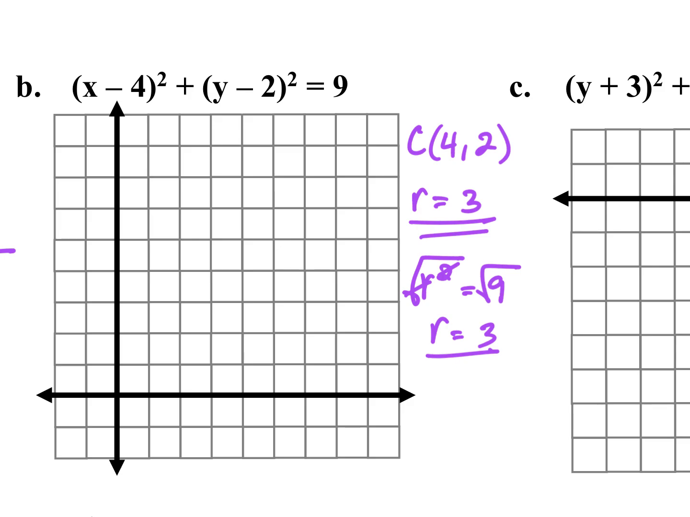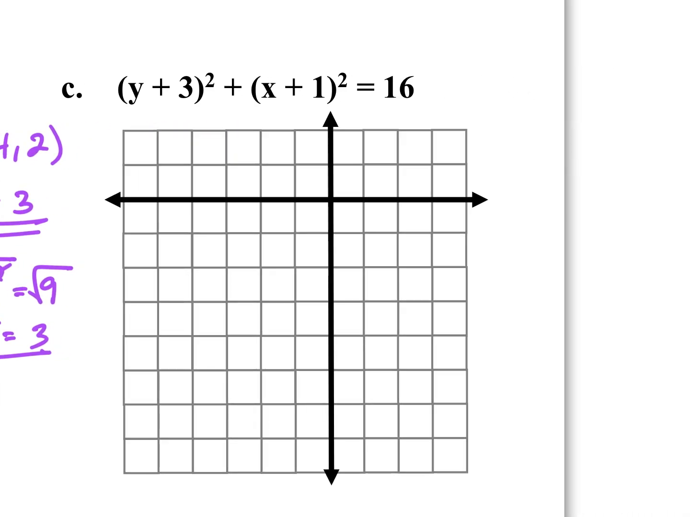Okay, let's locate our center. 4, 2. 1, 2, 3, and 4. This is going to be my 4, and this is going to be my 2. So they're going to meet in here. It says 3 units, 1, 2, 3. So this is going to be my main point here. 1, 2, 3 in each direction. Okay, so I'm just going to sketch it. Okay, there you go. And then down below. Okay, so this is now the graph of this equation that has been given.